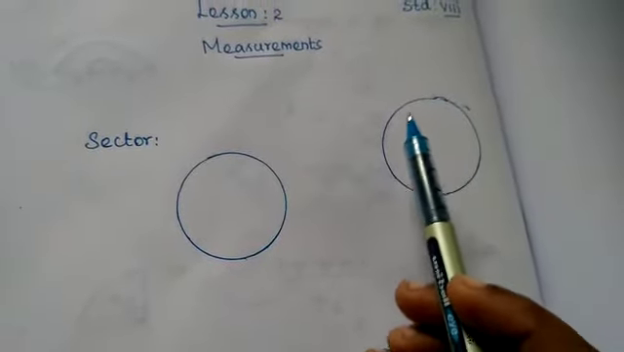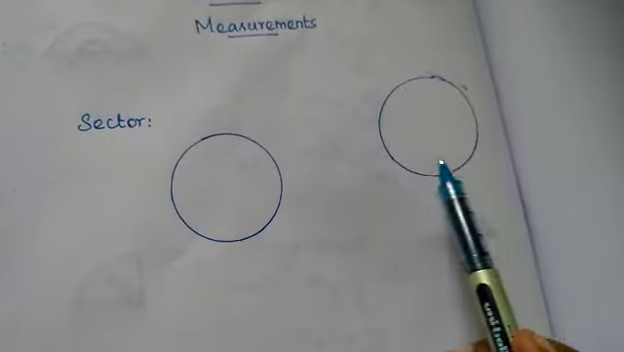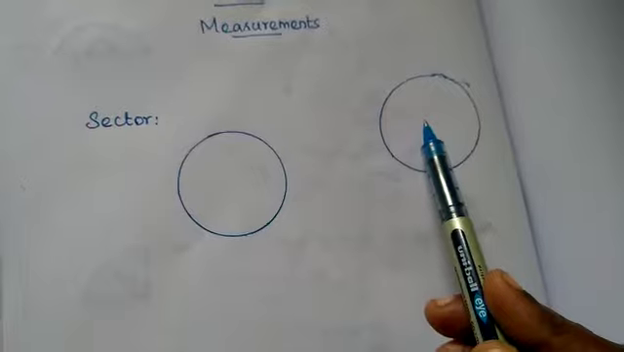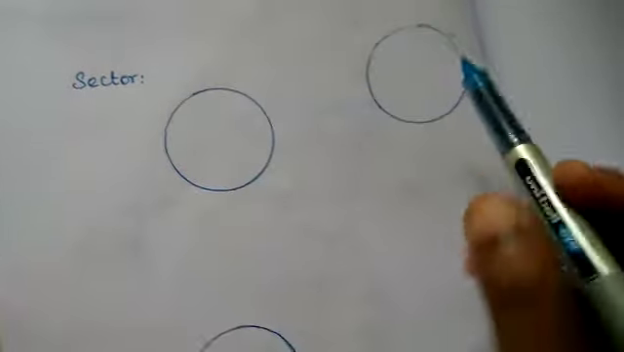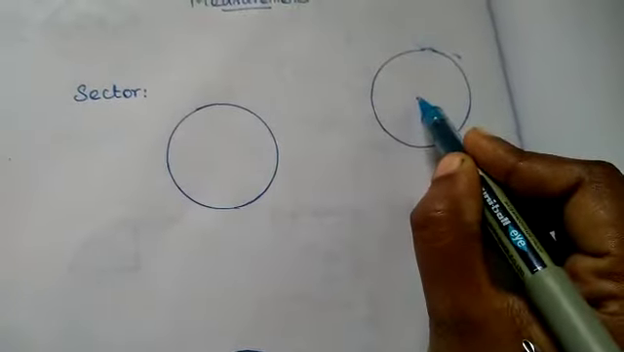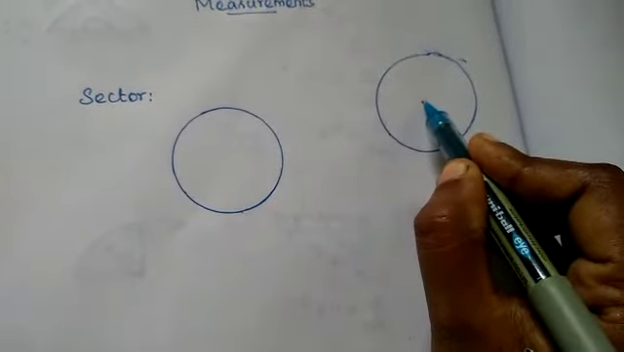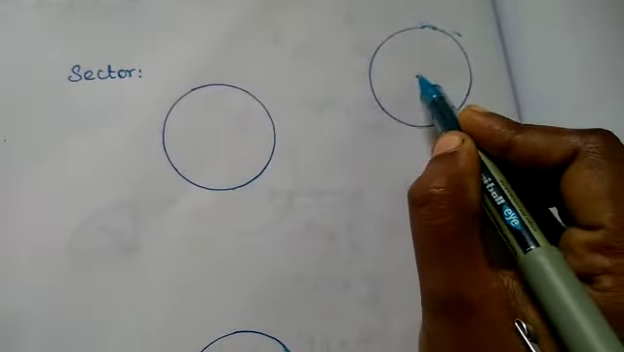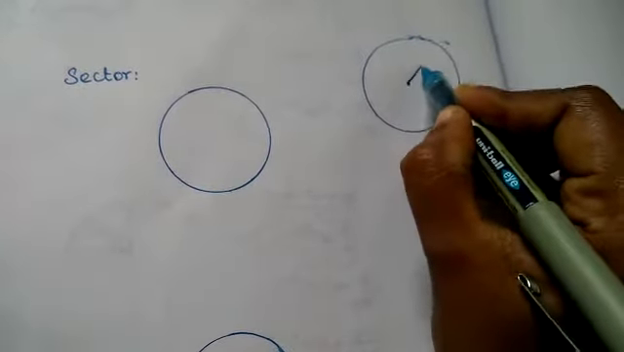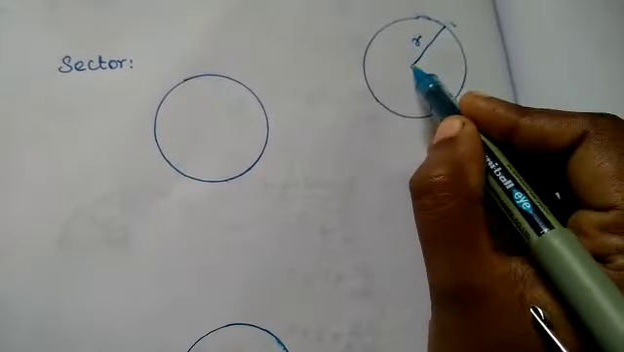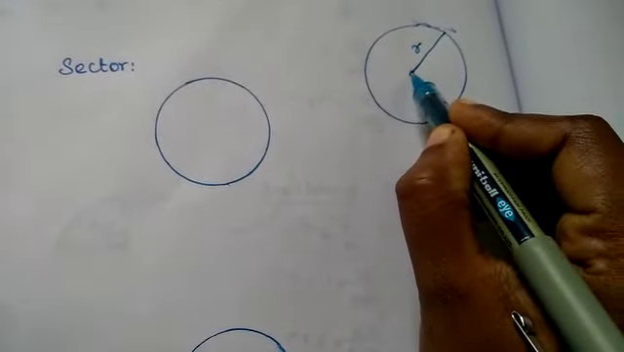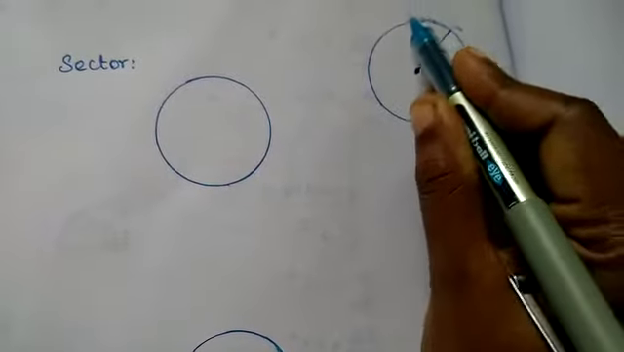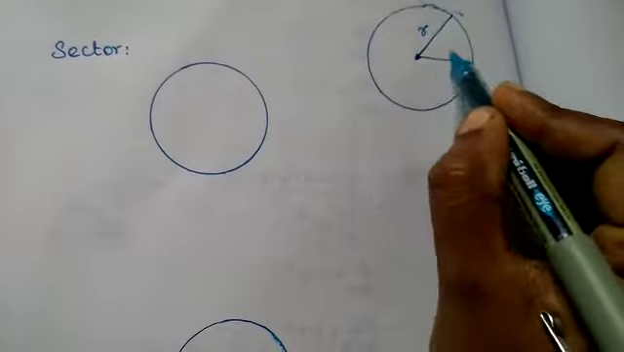Now tell me, what is the definition of a circle? A circle is a closed curve or closed path which has a fixed point at the center. The constant distance from the center to any point on the circle is called what? Radius. From the fixed point to any point on the circumference of the circle is called what? Radius.